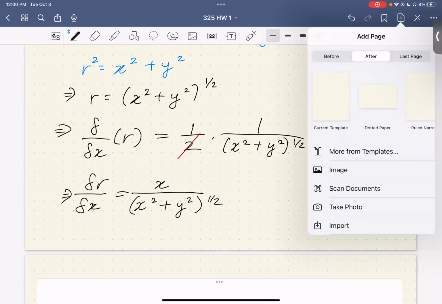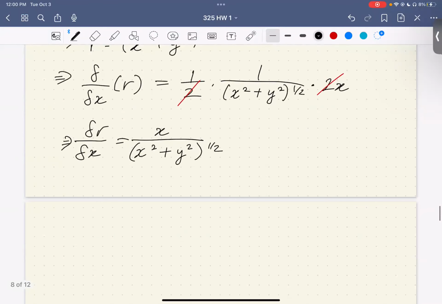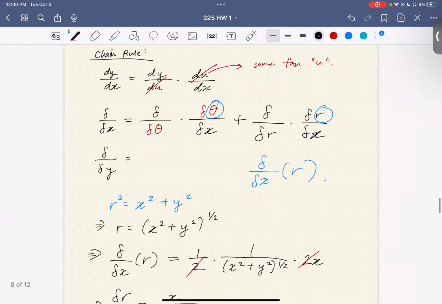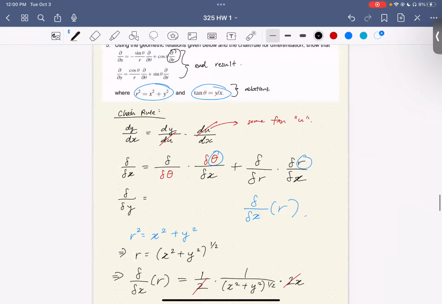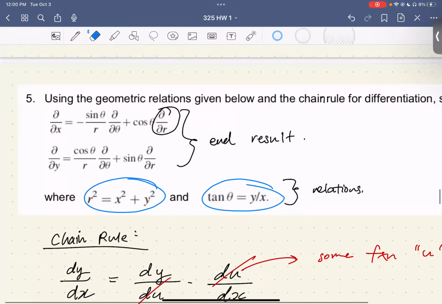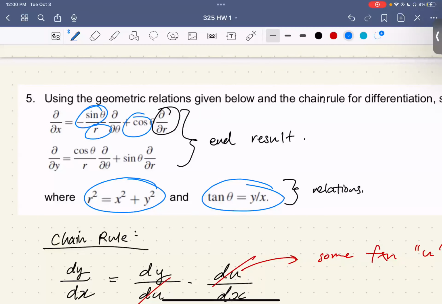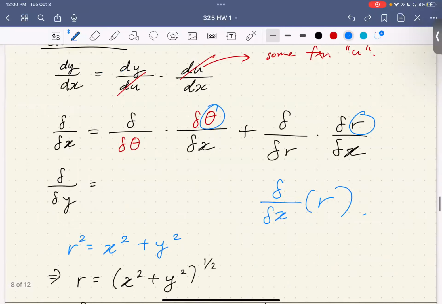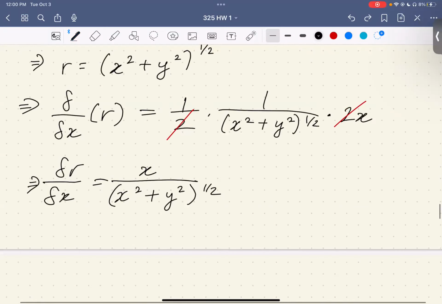And we're not going to just leave it like this. We can take a quick look at the answer key. This is our end result, and we can see that it's in terms of theta, sine, cosine, r. So it's in polar coordinates. That's a hint to use our polar coordinate relation.